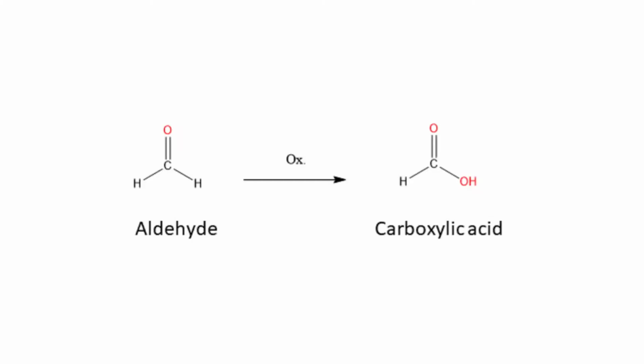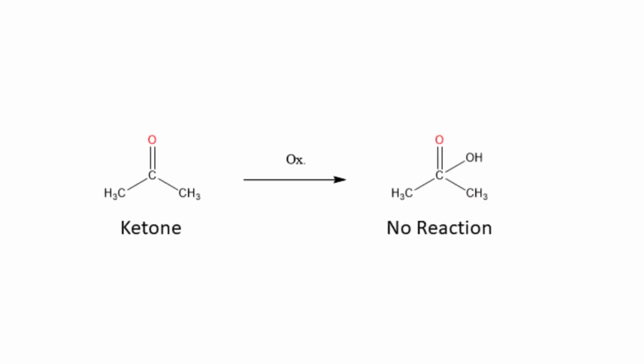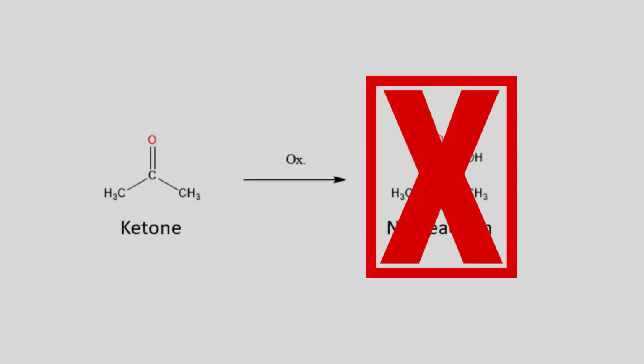In the case of oxidizing an aldehyde, we can see that there's a carbon-hydrogen bond that can become a carbon-OH bond. But in the case of a ketone, there's no carbon-hydrogen bond, so adding an OH would mean too many bonds on the carbon, and that's not allowed.